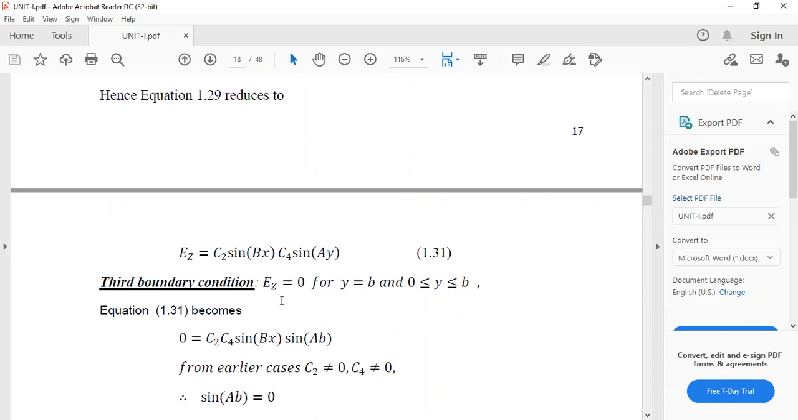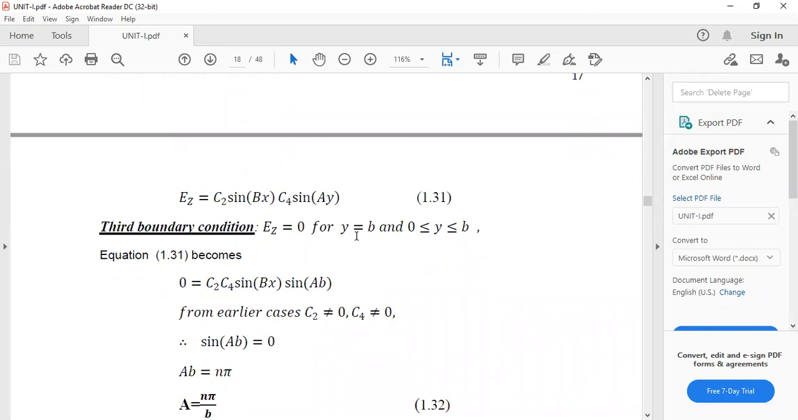Now the third boundary condition: Ez is equal to 0 for y is equal to b. Now substitute in the above equation. So y is equal to b, with x fixed, you can write C2, C4, sin Bx, and in place of y you can write b, sin Ab. So Ez is equal to 0. Now C2 is non-zero, C4 is non-zero, and sin Bx is time varying, also non-zero, but this product is 0.